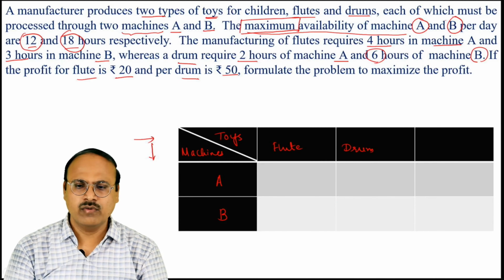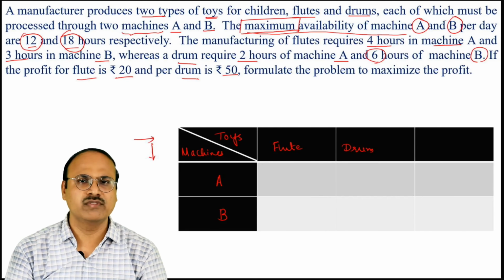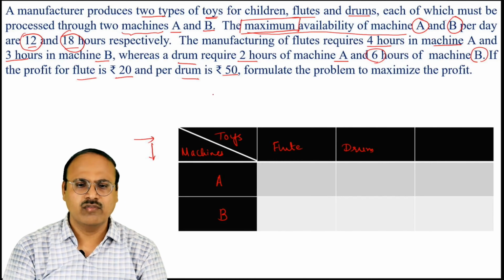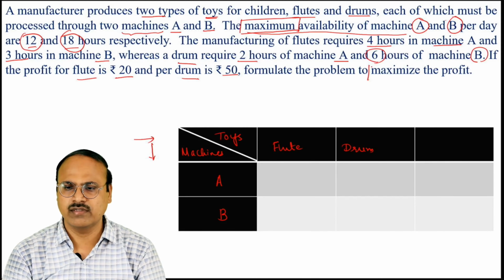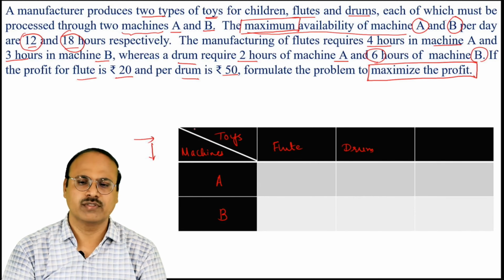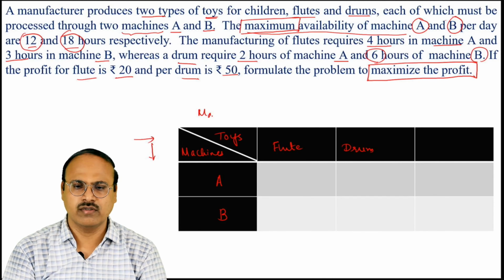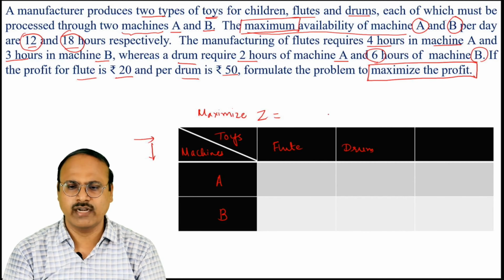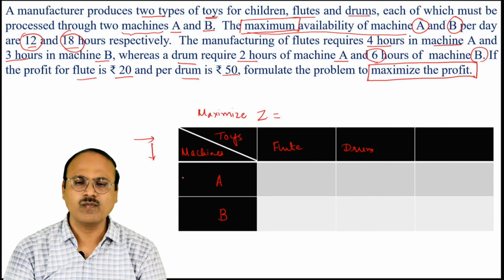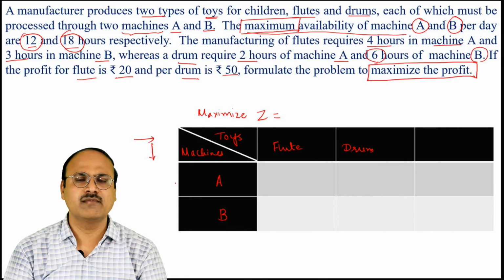Right? Now you can see here that we have to formulate the problem, so we need to make some assumptions. Of course, we have been given the objective here. So what is the objective given to us? To maximize the profit. So we have to maximize certain things. Let me write down the first thing which we have got from the question itself. Maximize something, Z equal to, and we need to write down certain things here. How many flutes and how many drums are to be manufactured?